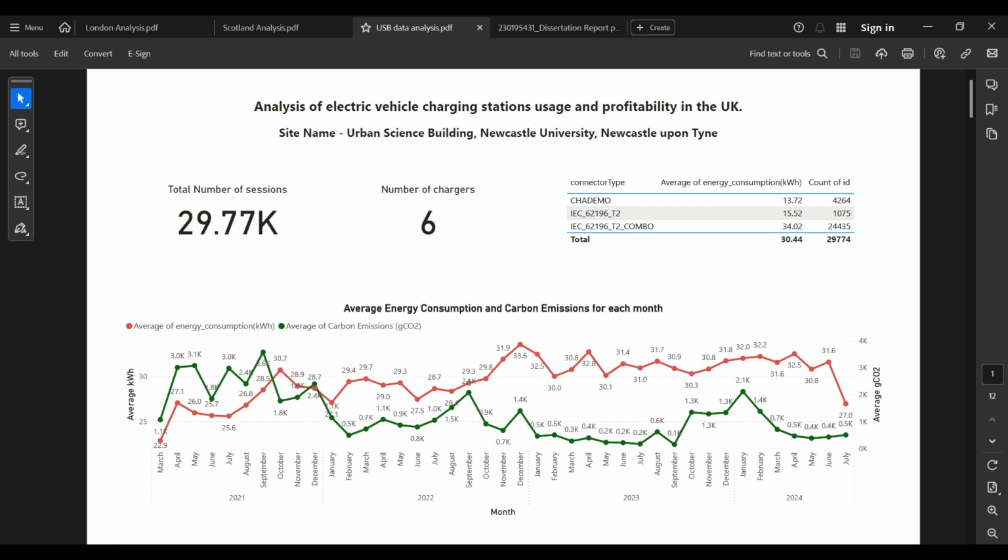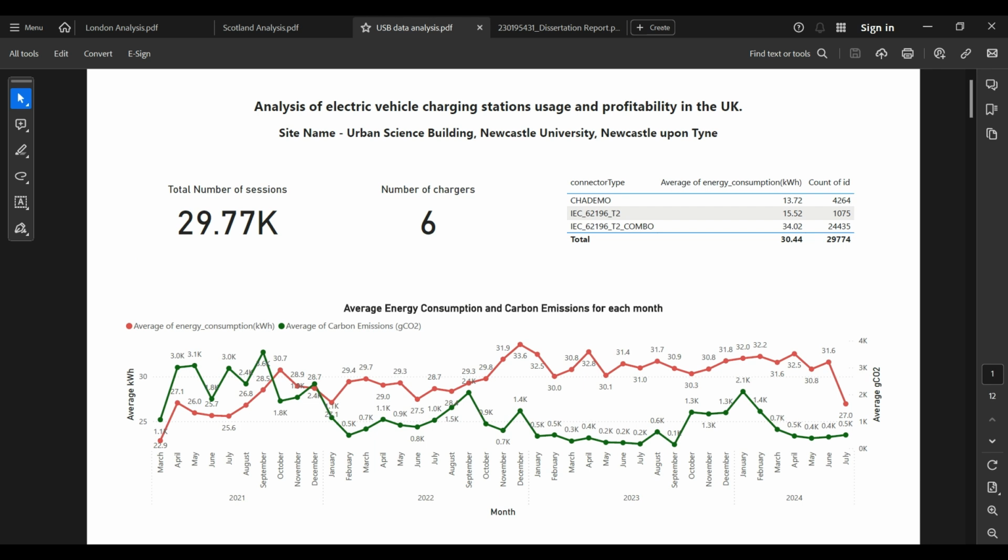So this data covered approximately 29.77 case sessions with six different chargers, which had three types of connectors: CHAdeMO, IEC-T2 Type 2 connector, and also combo connector. So if we see, combo connector has the highest average energy consumption, and also the number of sessions are more of the combo connectors, which might suggest its frequent use and its popularity.